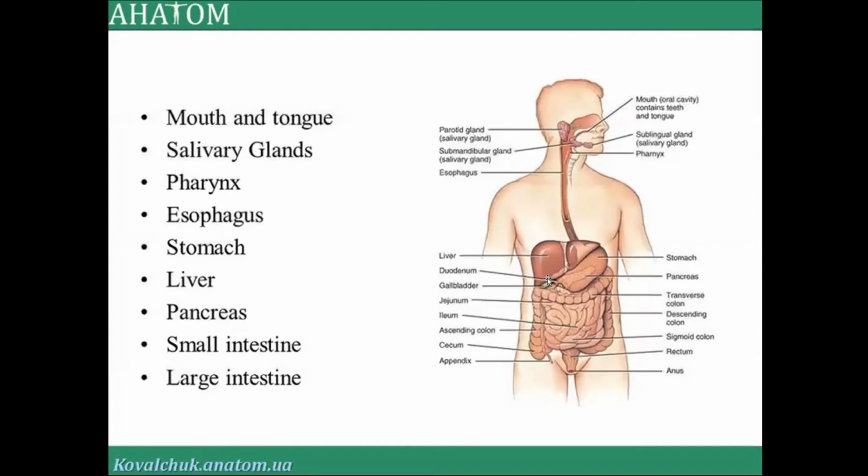Small intestine with duodenum, jejunum, and ileum. And large intestine, we replay information. It's a tubal organ with cecum, colon, and rectum. Please remember this information. I hope in the future you will use this method for presentation and remembering some information about structure.